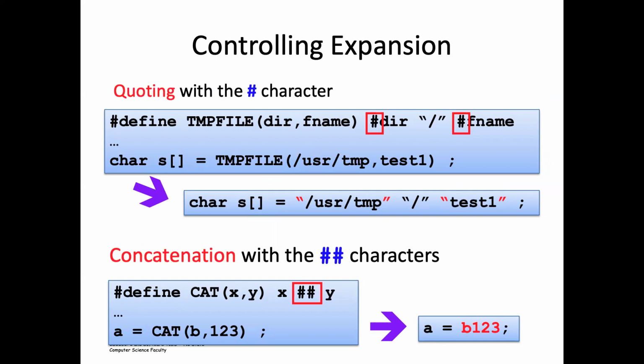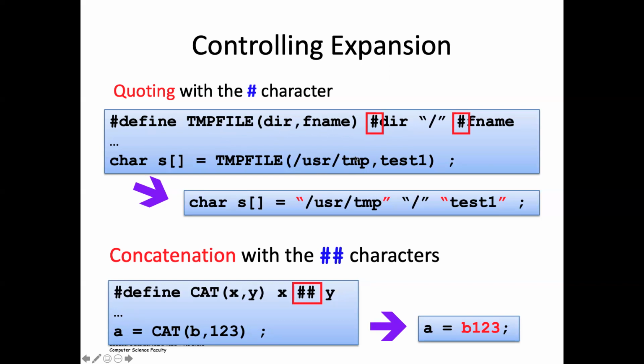Since the preprocessor gets whatever text is passed in as its parameters, like up here for this macro, I get dir and fname, and the macro has access to whatever text you put here and whatever text you put here. What if you want to build a new string that consists of bits of that text? Now, the problem is if you just put dir in quotes, it'll treat it as a string and it won't expand to whatever the value of the dir parameter is.